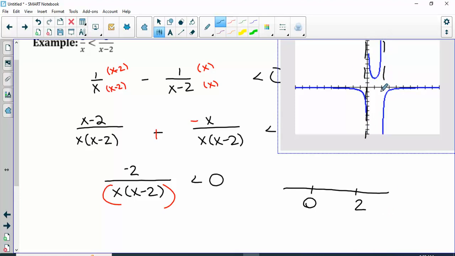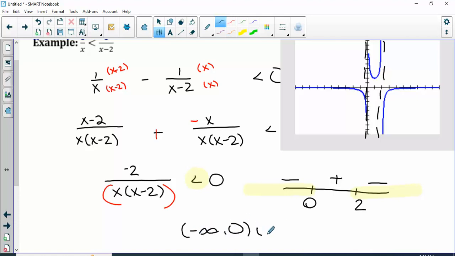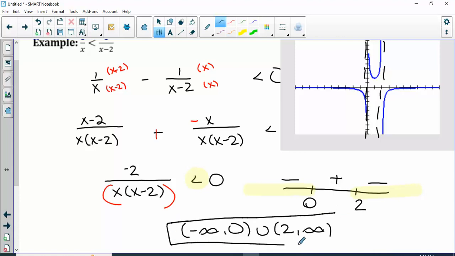So before 0, the graph was negative. Between 0 and 2, positive, after 2, negative. Which ones did I want? Let's see. Any brackets? No, because I didn't ask for an equal to. Plus, they're both asymptotes. I couldn't have them anyway. So negative infinity to 0, union 2 to infinity.